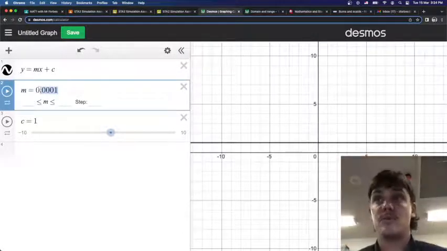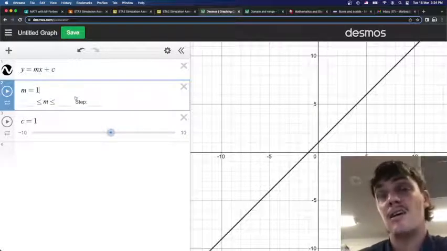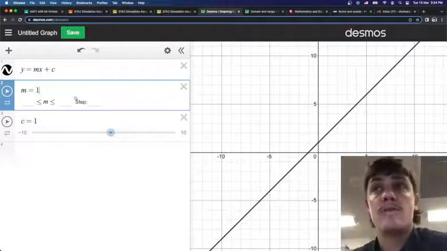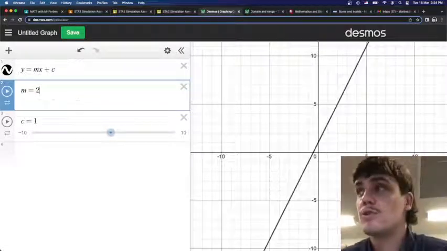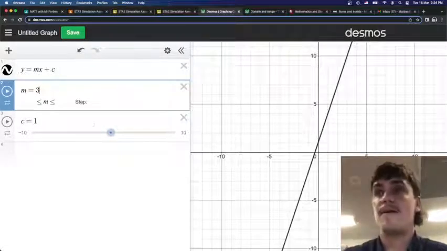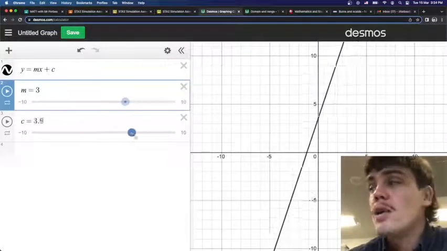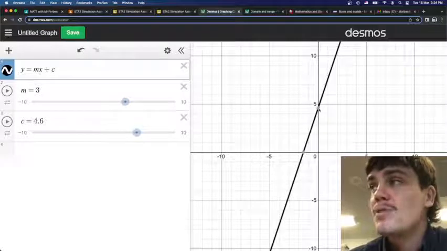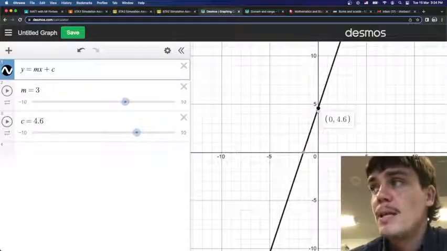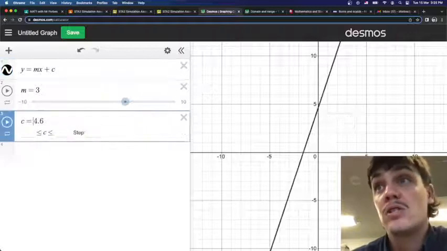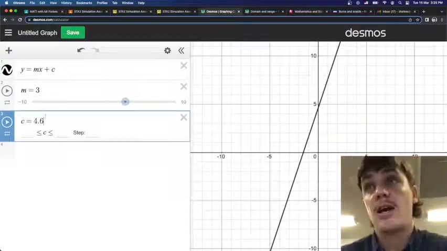Anything in between, with 1 being the center of those, is where you get that diagonal line at that perfect 45-degree angle. When you have a gradient of 2, it looks like that. 3, it looks like that. So that's gradient. And then c is the coordinate where it intercepts. See how we've got this intercept happening here at 4.6? We call that the y-intercept, and that's what c controls. So that's a diagonal straight line.